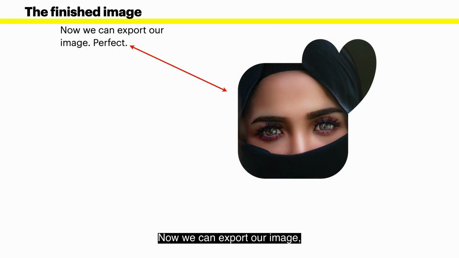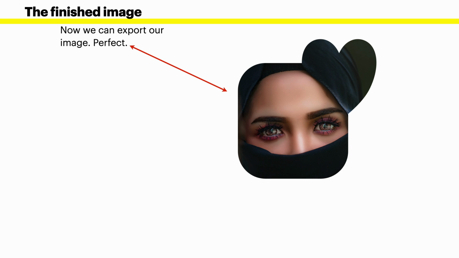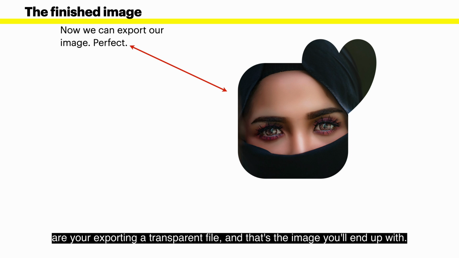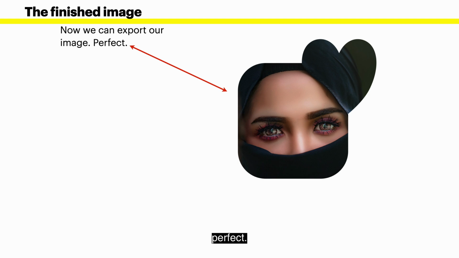Now we can export our image, which is perfect. And there's the finished image. Because you've got a transparent layer and you export to PNG, you're exporting a transparent file, and that's the image you'll end up with. Now, you could cut that out on a Cricut silhouette really easily, and you could then use sublimation exercises to affix it to whatever you like. Mugs, cups, pillowcases, all sorts of things. Perfect.